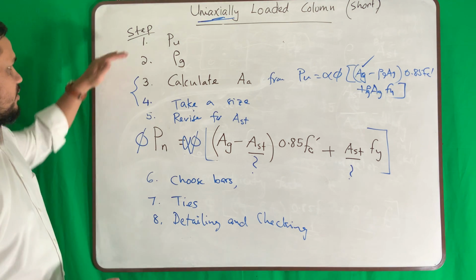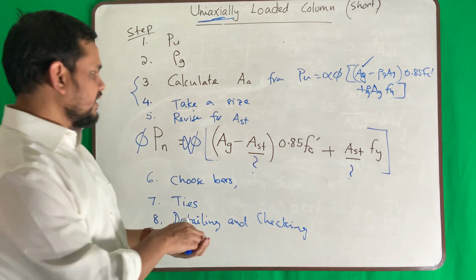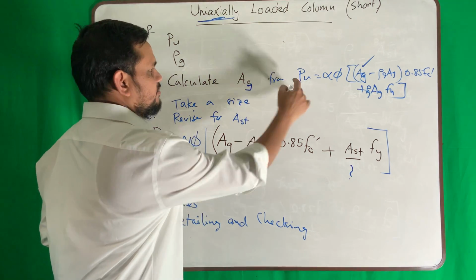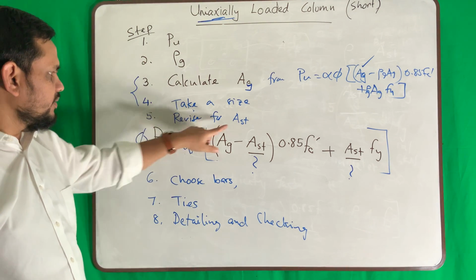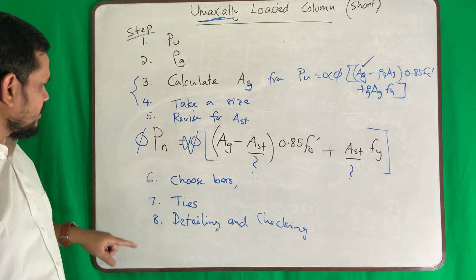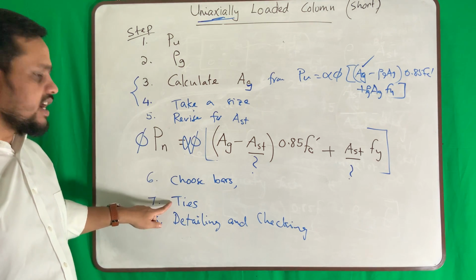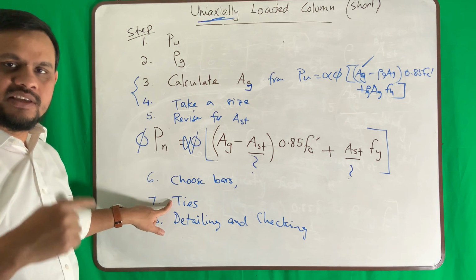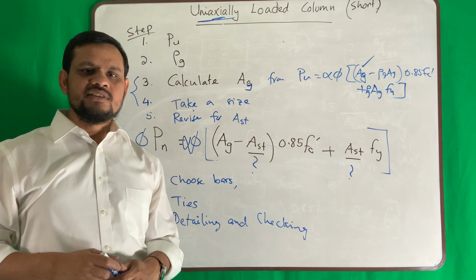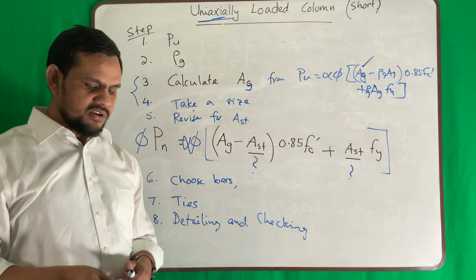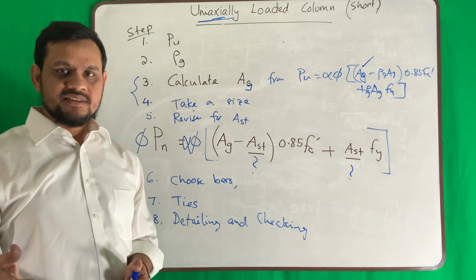So again, calculate load, assume rho Z. Based on that rho Z, calculate AZ. Calculate AZ from this equation. Then take a size. Based on that size, find your AST from this equation, and then choose bars and place them. Okay, design your tie, choose a tie size and find the spacing, then do other detailing. So this is the short summary of column. In the next video I will show an example. Thank you.